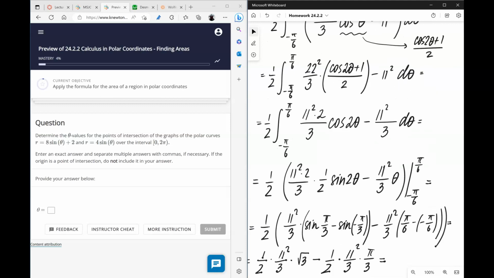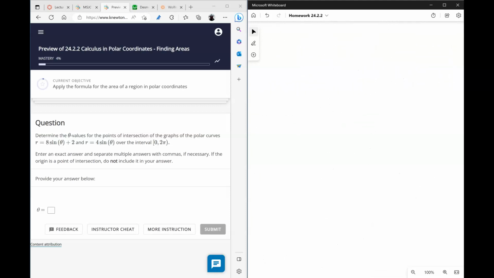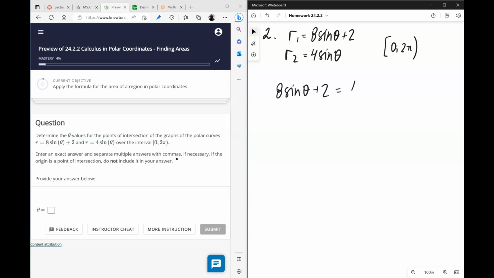This was literally problem number 1. So let's continue. We have to find the points of intersection, and the first curve is 8 sine theta plus 2, and the second curve is 4 sine theta, and we're looking on the interval from 0 to 2 pi, so we're going to set them equal to one another. So 8 sine theta plus 2 is equal to 4 sine theta.